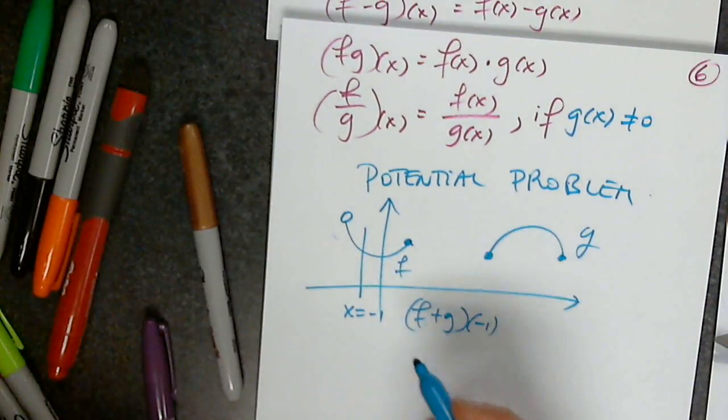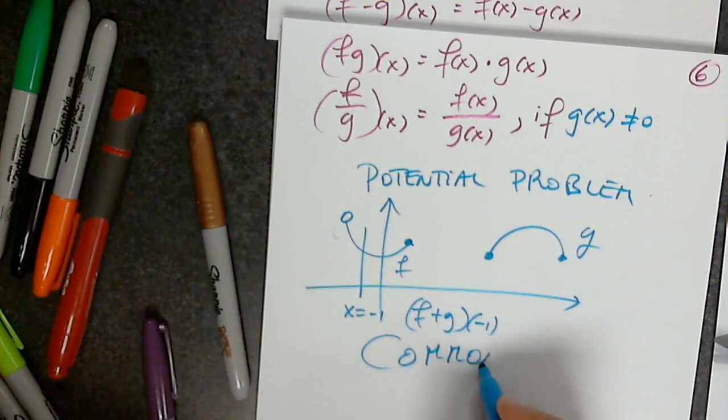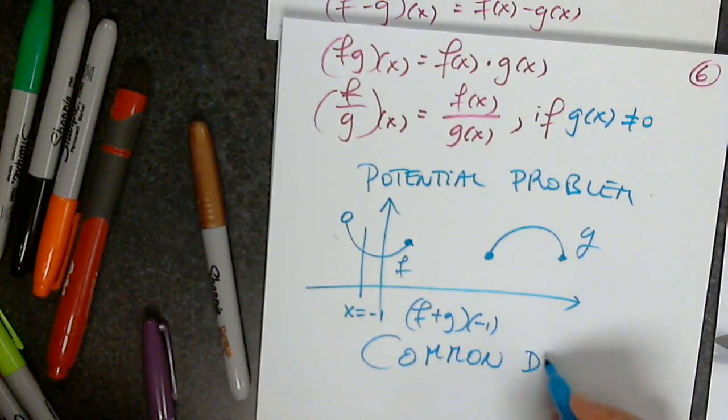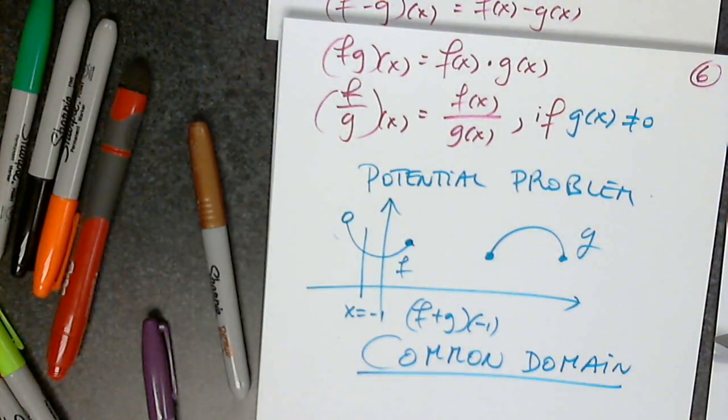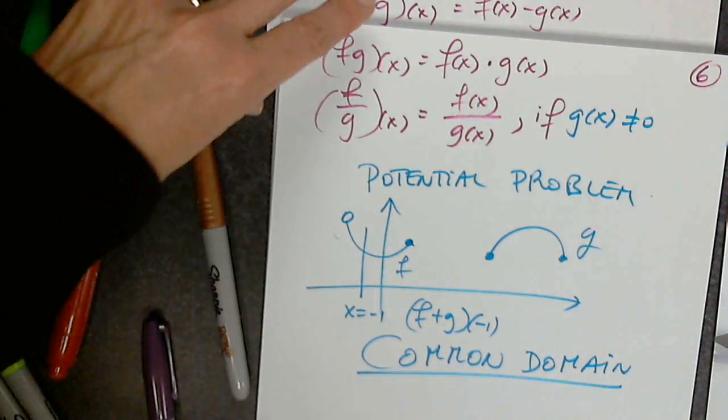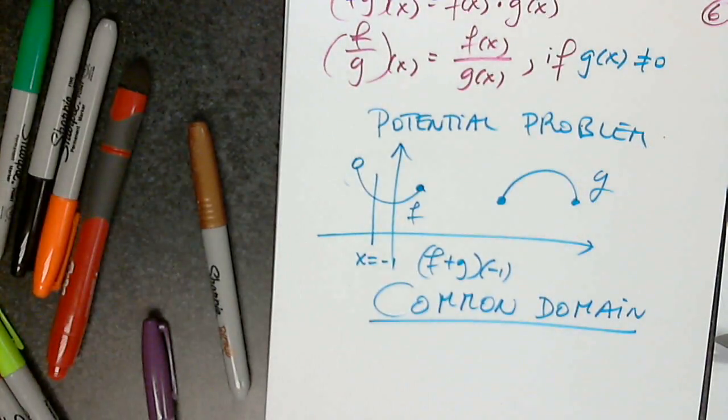So if the two functions do not have a common piece of the domain, if they don't have a common domain, there is nothing I can do. I cannot create the sum, the difference, product, ratio. So let's look at an example.